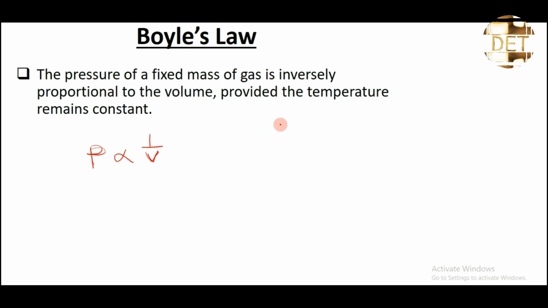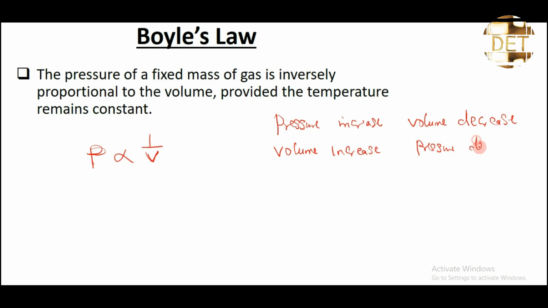What that means is that if the pressure increases, the opposite is going to happen to the volume. If the pressure increases, the volume will decrease. This is what Boyle's law is all about. And if the volume of the gas increases, the pressure will decrease.